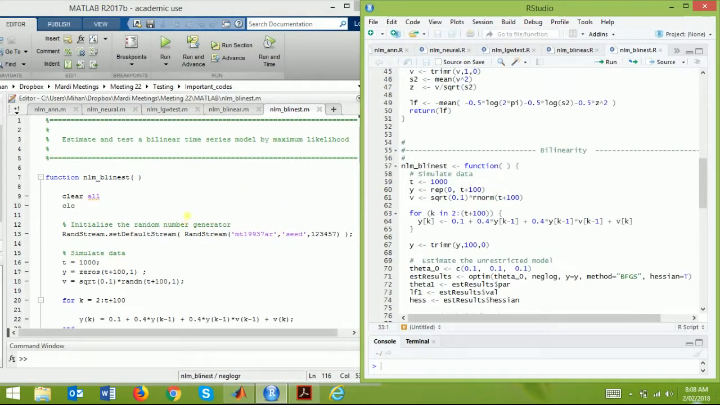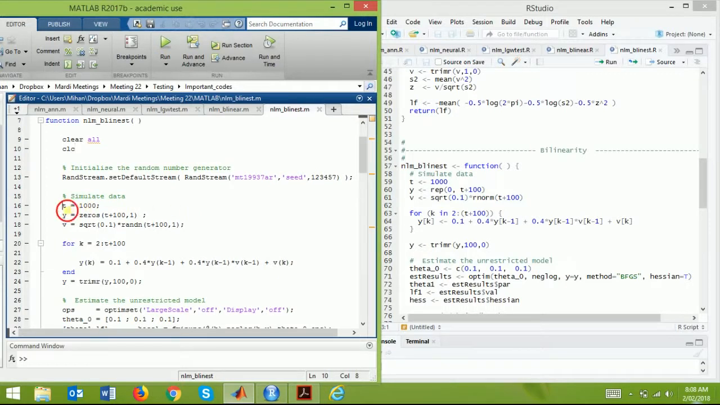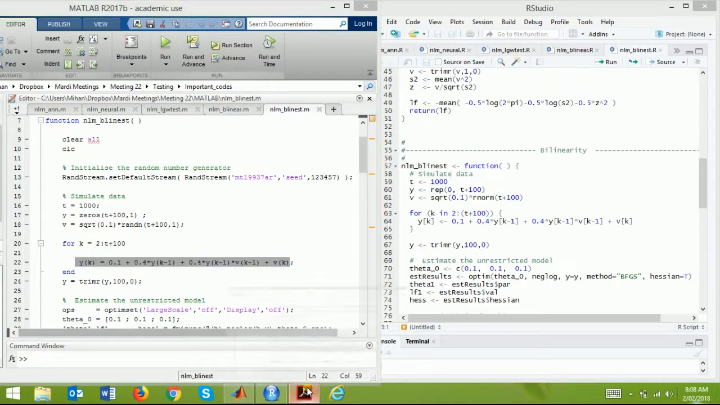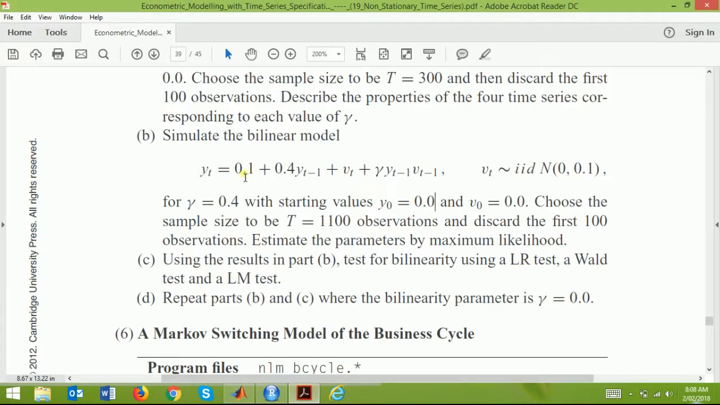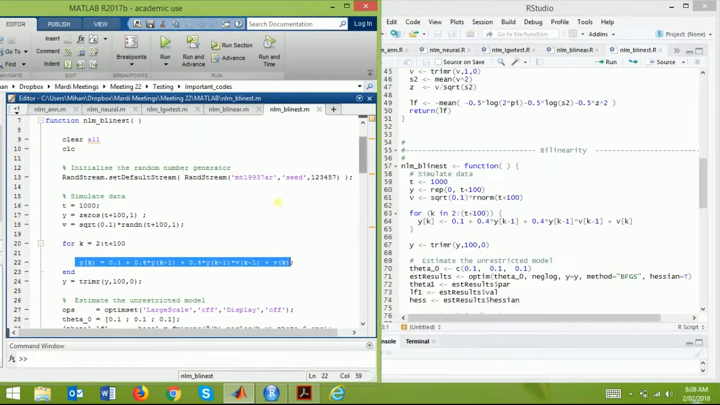Then we go into talking about our model, and we simulate data. We take t as 1000 time periods, y is 0, y at t plus 1, and the residual is simulated with a square root of 0.1 variance, given variance. And this is the equation that we use to generate the data, where lambda is also 0.4, and your gamma is also 0.4.